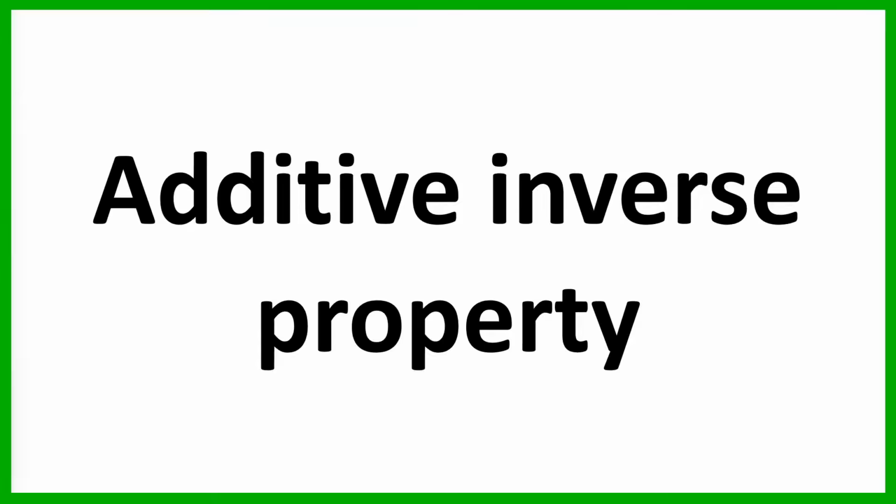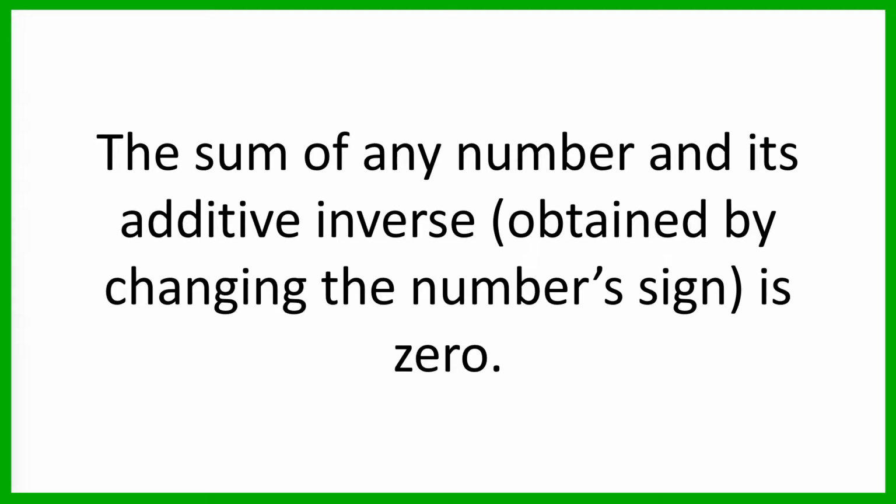Then I've got the additive inverse property. The additive inverse property says that the sum of any number and its additive inverse, which is obtained by changing the number's sign, is 0. Okay, so if we look over here, if I've got a and I add the additive inverse, which is the negative or the opposite version of a. So if I've got a, then I change the sign and I get negative a. If I had negative 2 and I change the sign, it would be positive 2. If I add those together, I will always get 0. So if you are adding two opposite numbers, one is positive, one is negative, you will always end up with 0. That is the additive inverse property.